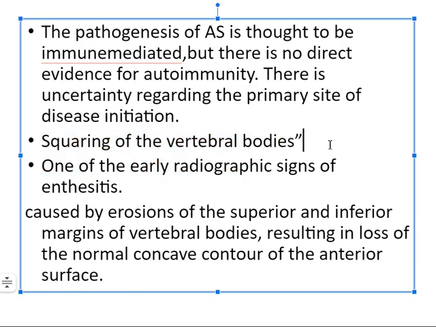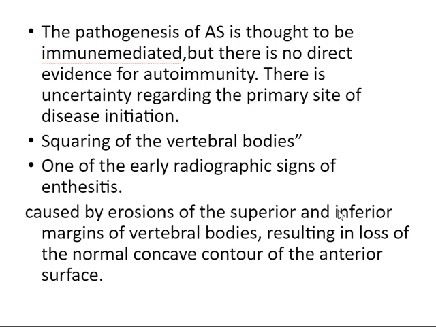Squaring of vertebral bodies, and also we can see early radiographic signs of enthesitis. Okay, the squaring of vertebral bodies: how is it found? Because of erosions of the superior and inferior margins of vertebral bodies. Normally there is a concave contour of the anterior surface that is lost, resulting in loss of the normal concave contour of the anterior surface, and also loss of the superior and inferior margins of vertebral bodies. Finally, it leads to squaring of vertebral bodies.